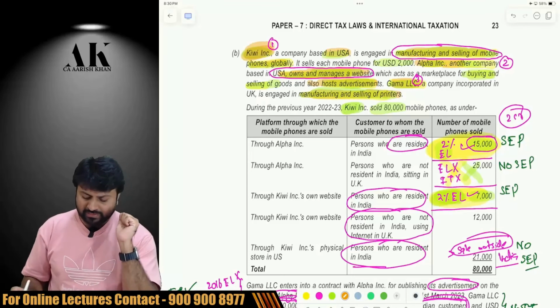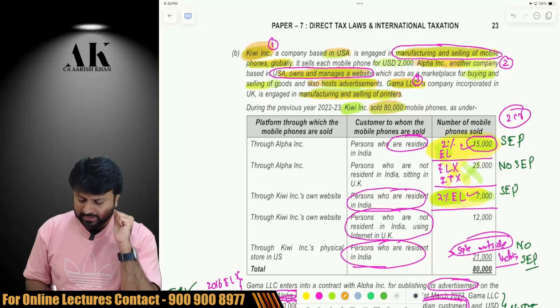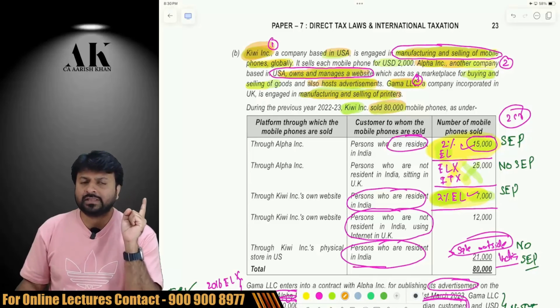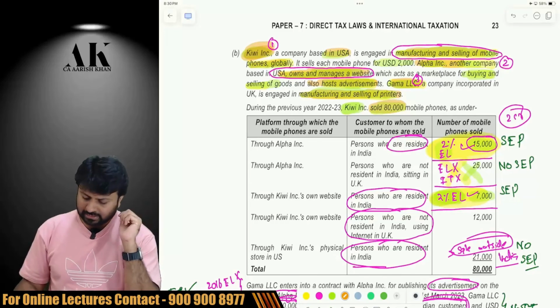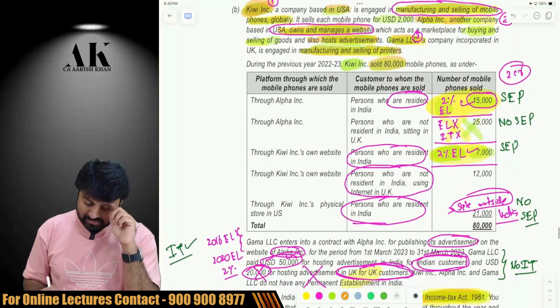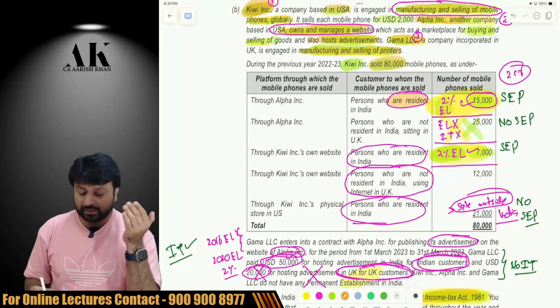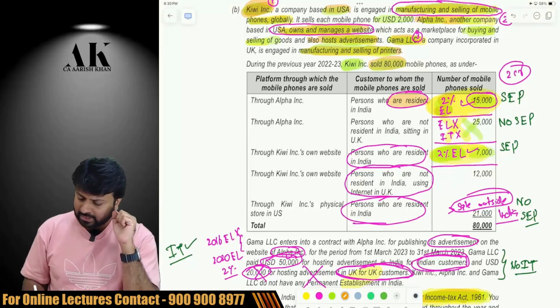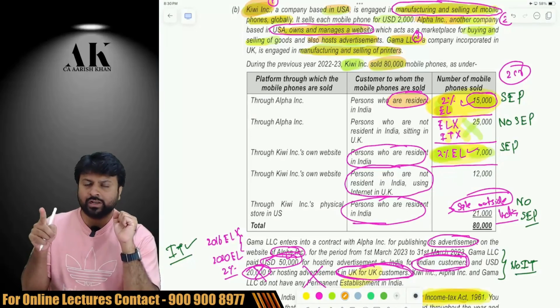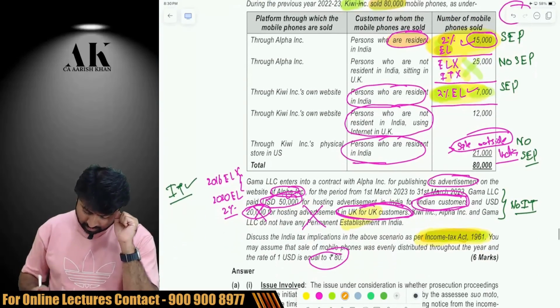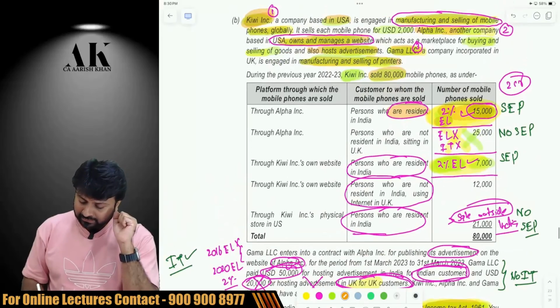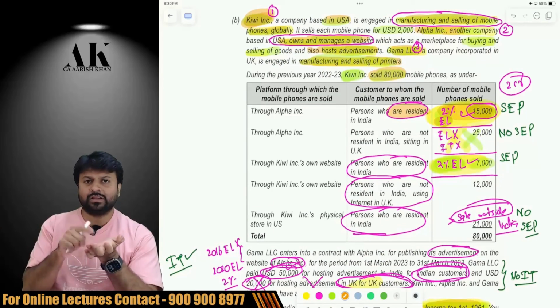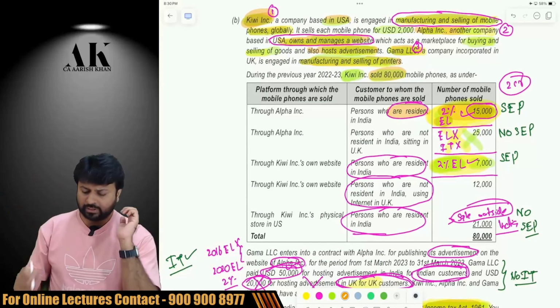Now, we are talking about Kiwi Inc. First of all, Kiwi Inc. is selling 80,000 mobile phones. So, first of all, I am discussing the point as per equalization levy, the way ICI has done. Now, in first case, equalization levy is applicable because you are selling to persons resident in India. Therefore, 2% equalization levy will be applicable as per Finance Act 2020. 15,000 into $2,000 into 80 rupees is the price of dollar over here. You have to multiply that. If this amount is exceeding 2 crore rupees, equalization levy is applicable, and it is exceeding 2 crore, you can check it over there. Okay.